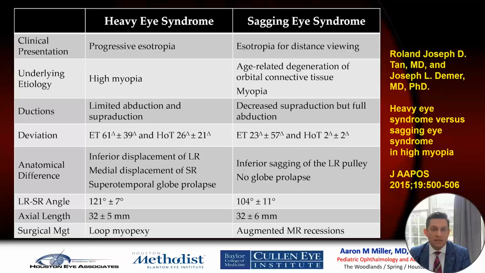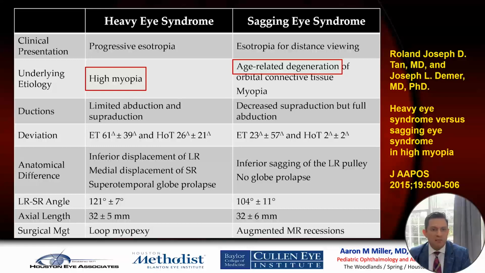The size of the LR-SR angle tends to be larger in heavy eye, and obviously the axial length is larger with heavy eye. There are also different surgical approaches, and I'm not sold. His paper discusses loop myopexy for heavy eye and augmented medial rectus recessions. We'll get into that a little bit later, but I have mixed feelings. I think it depends on the patient and what's going on.